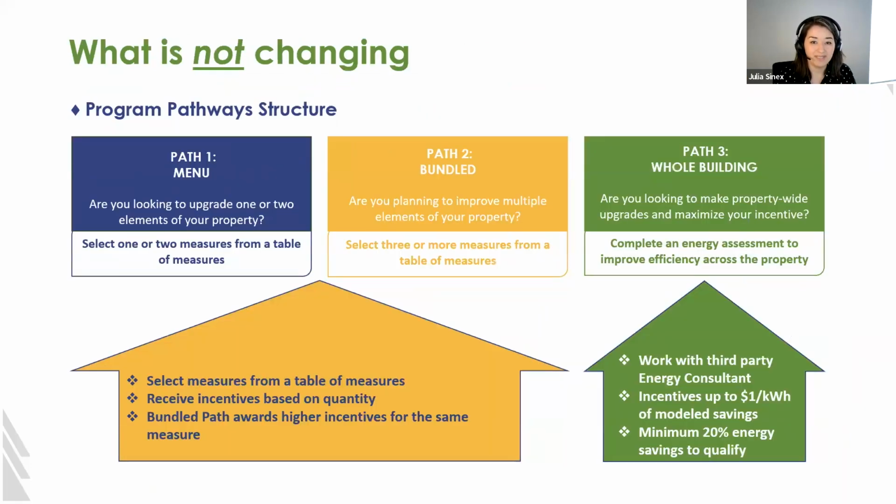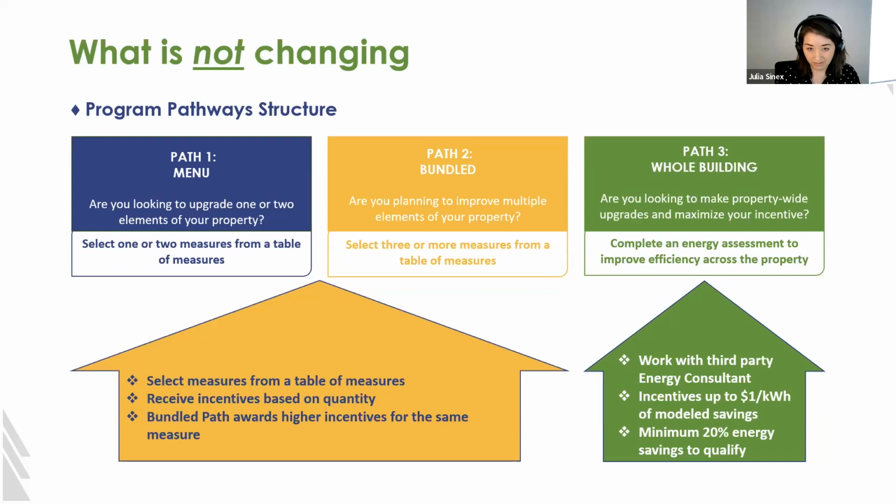So I want to first discuss what isn't changing and also give a quick overview of the program structure, just in case this is new to you. We have 3 participation pathways, and they're designed to serve different levels of scope. The pathways are the menu, bundled, and the whole building paths. The menu and the bundled paths allow you to just select measures from a table of measures, and you receive incentives based on the quantity that you are installing. If you have 1 or 2 measures off of those lists, you qualify for the menu path. And if you have 3 or more measures, you qualify for a higher incentive rate in the bundled path.